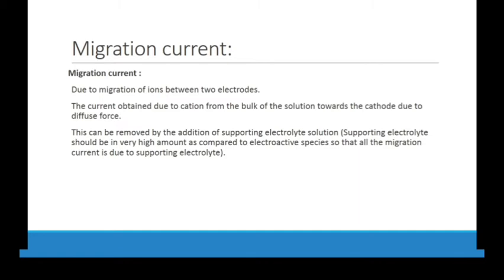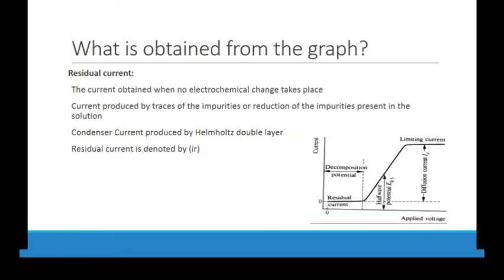So we will use a hundred times more concentration of supporting electrolyte, and then they form a double layer, which is the Helmholtz double layer of these ions, which are the supporting electrolyte, not of our analyte of interest. So now what is obtained from the graph? You will see a graph on your right side. We will have some residual current, then we have diffusion current, which is shown here, and then we have a limiting current.